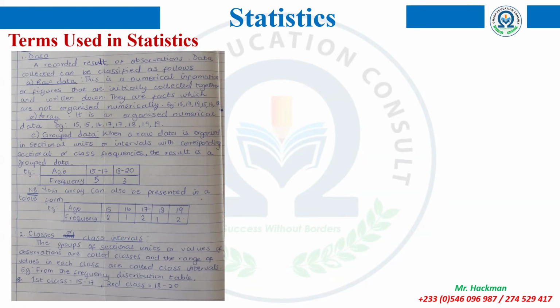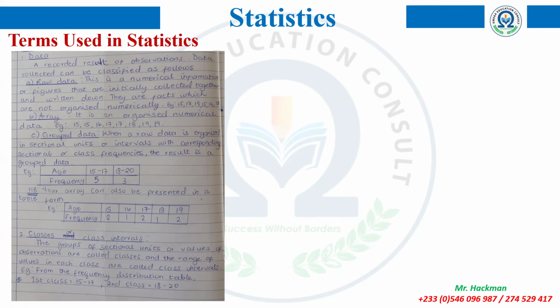So anytime you go to a field or wherever you look out for information, any information that you look out for, when it is recorded, becomes data that you can work with. However, data will come in three main forms. It will come in the raw form.